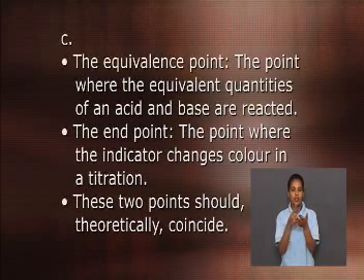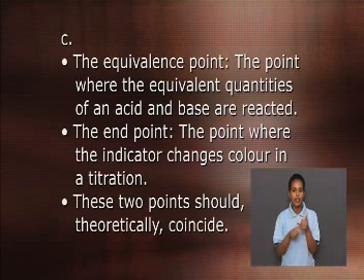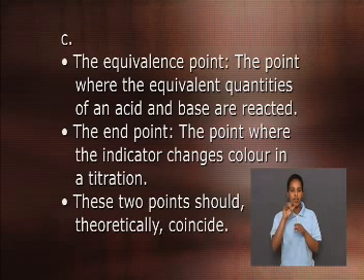The equivalence point is the point where the equivalent quantities of an acid and base are reacted. The end point is the point where the indicator changes color in a titration. Theoretically, these 2 points should occur around the same time during acid-base titration. However, errors can happen depending on which type of indicator is used. This is because, as we have learned, different indicators have different pH ranges of color change.